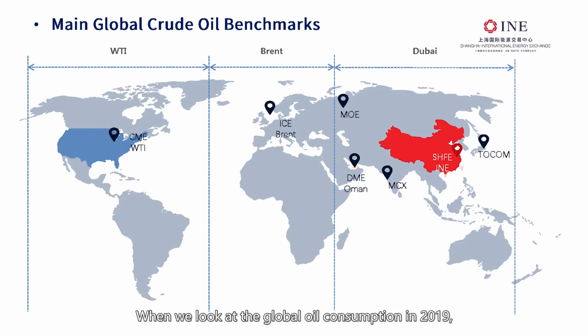When we look at the global oil consumption in 2019, you can find out the Asia-Pacific region consumed the most, accounting for nearly 37% of the world total consumption. However, Asia-Pacific has comparatively weak price influence.